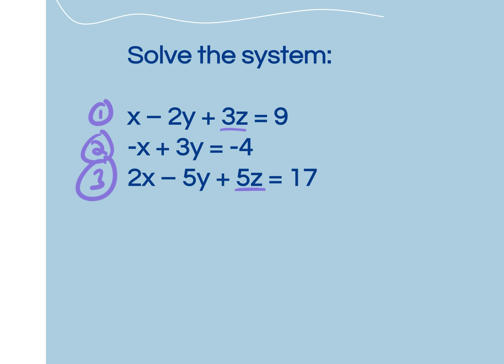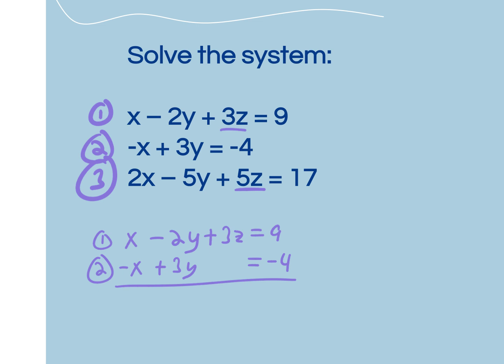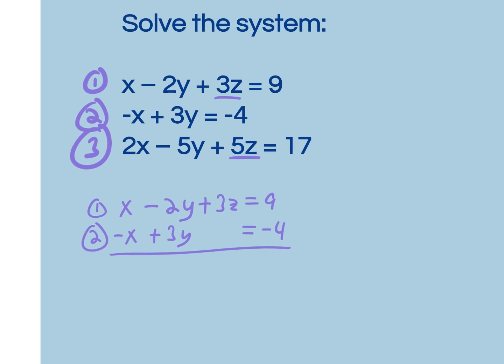So I'll show you what that would look like. I would say we can eliminate the x if we combine the first equation and the second equation. So x minus 2y plus 3z equals 9, and the second one is negative x plus 3y, there's no z so I'll leave a blank there, equals -4. When we combine these, what happens to your x's? They cancel out right away. There's not much we have to do to get the x's to eliminate, so in this case x is the easiest variable to eliminate.